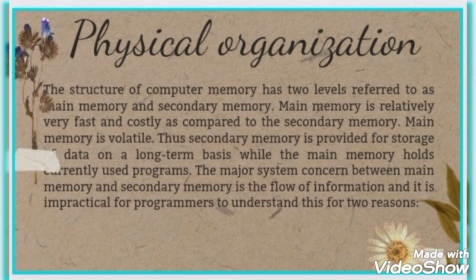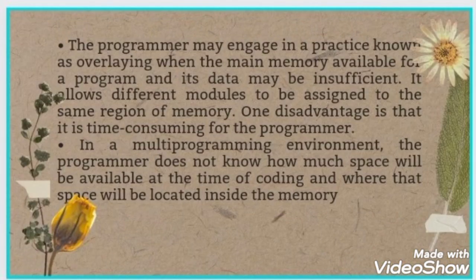The major system concern between main memory and secondary memory is the flow of information, and it is impractical for programmers to handle this, for two reasons. First reason, the programmer may engage in a practice known as overlaying when the main memory available for a program and its data may be insufficient. It allows different modules to be assigned to the same region of memory. One disadvantage is that it is time consuming for the programmer.